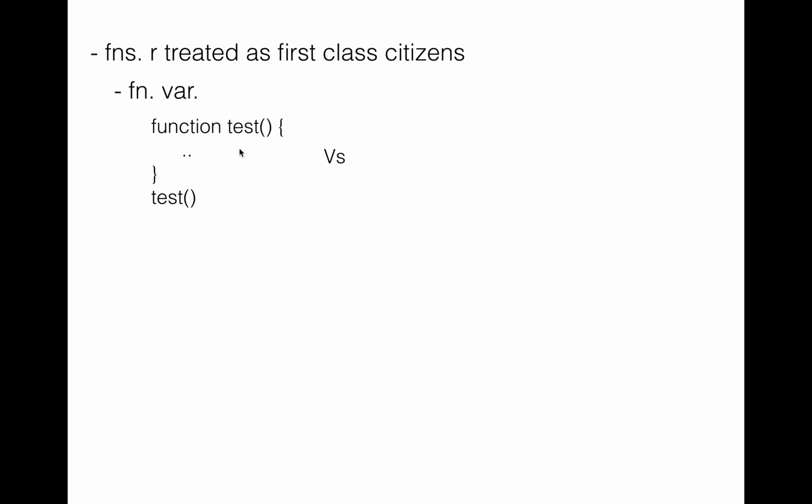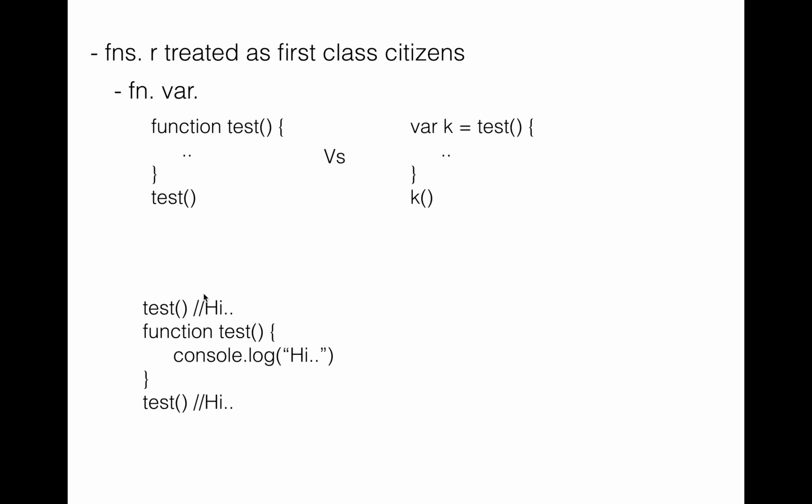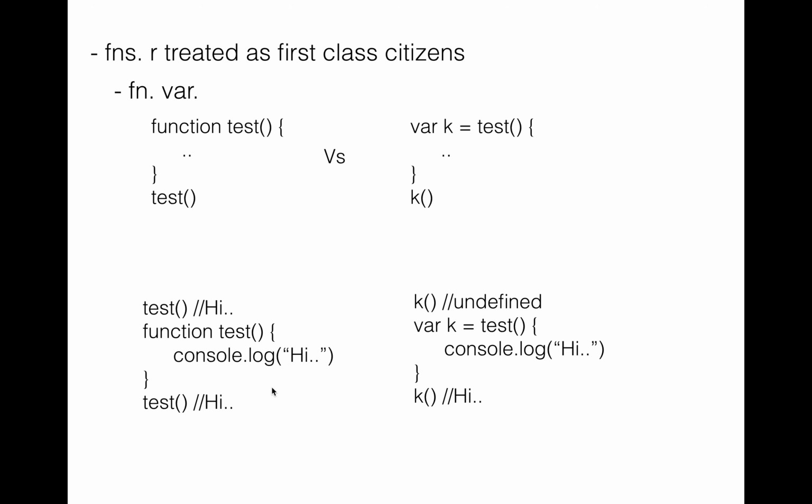Now this is how we would write a normal JavaScript function and then call it. And this is when we make use of a function variable. Now the difference is when we do not make use of a function variable, or rather when we just write a normal function and call it. When we call the function before the definition or after the definition, we get the expected output, here hi in this case. When we make use of a function variable, when we call the function variable before it is defined, it is undefined. So that is the difference.